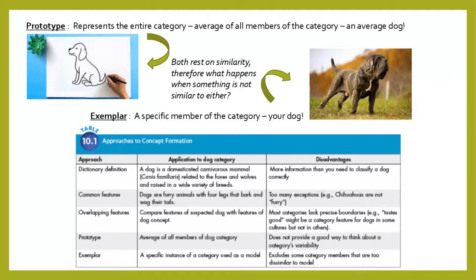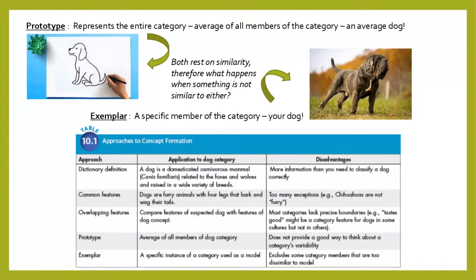But then an exemplar is basically a specific member of a category. So that could be your dog. When you think about your dog, you are now applying something that is built from the prototype and it becomes more specific. Both of them rest on similarity. So therefore, what happens when something is not similar to either? That is where the lines can be blurred, and sometimes you have to apply different thinking.